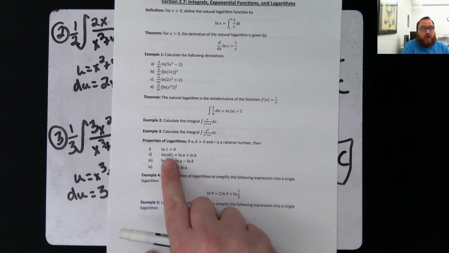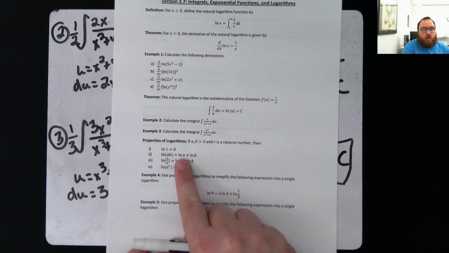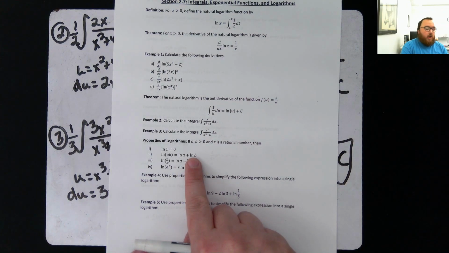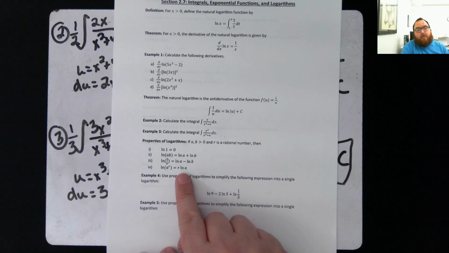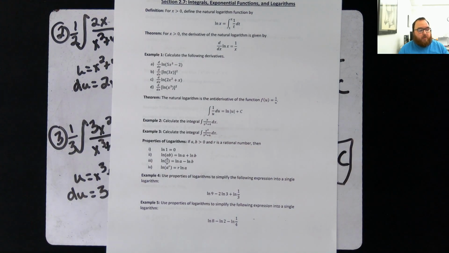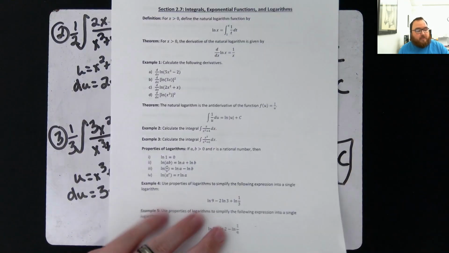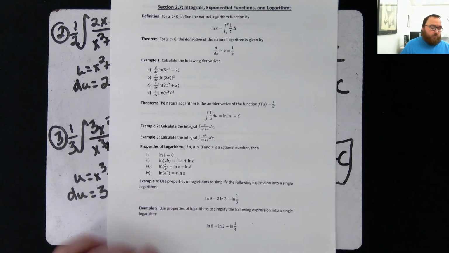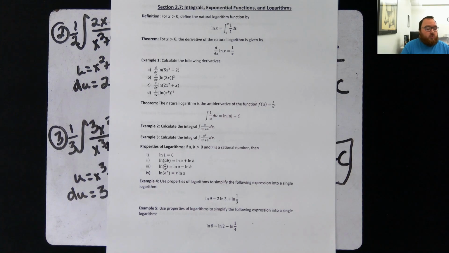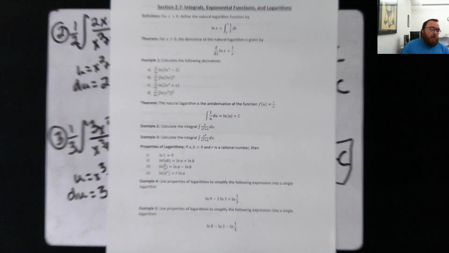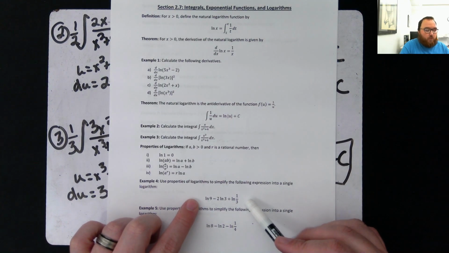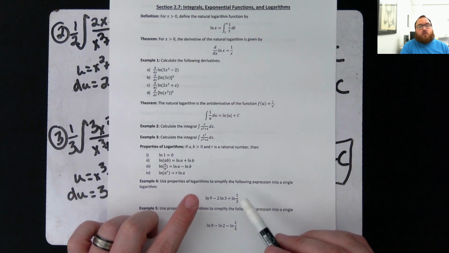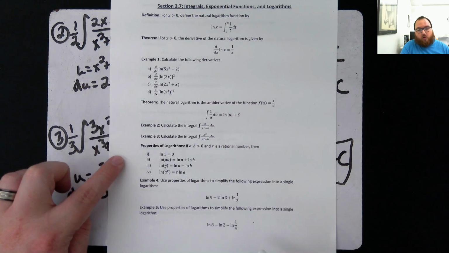The natural log of a product, I could split it up and do the natural log of A plus the natural log of B. If I have a quotient, I can subtract them. And then if I have a power, I can bring my power out to the front. So again, these are just rules that are going to help us throughout Cal 2, just like they helped us in Cal 1. So for example, number 4 and 5, it wants us to use these rules to combine things into one term. So like here, natural log of 9 minus 2 natural log of 3, plus the natural log of 1/3. It wants us to make this into one term using our logarithm rules.